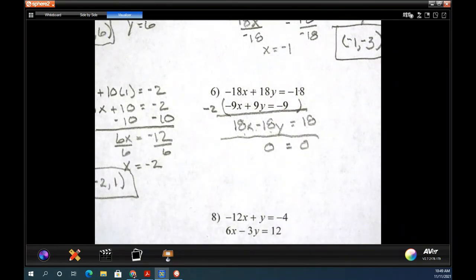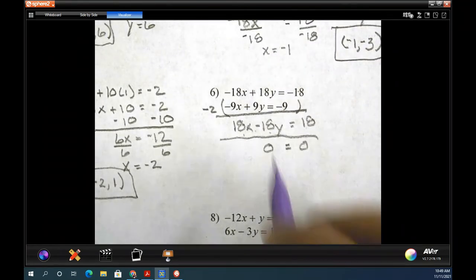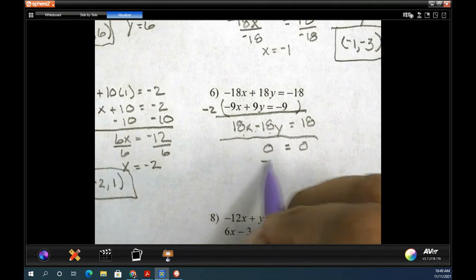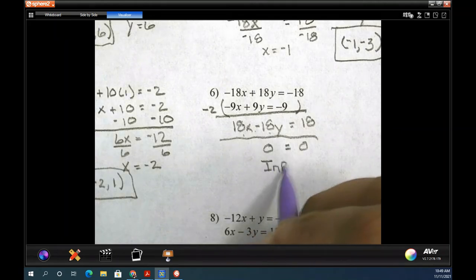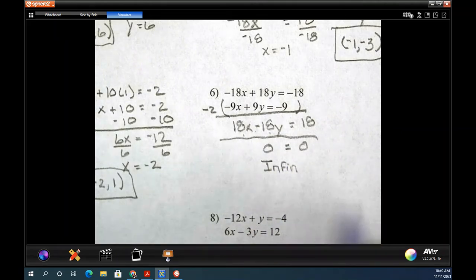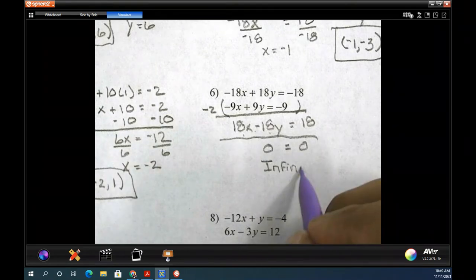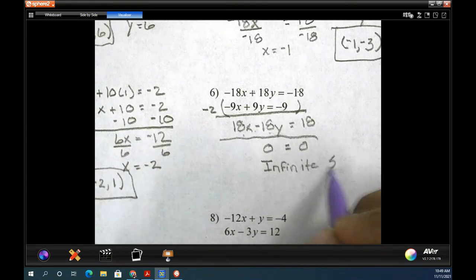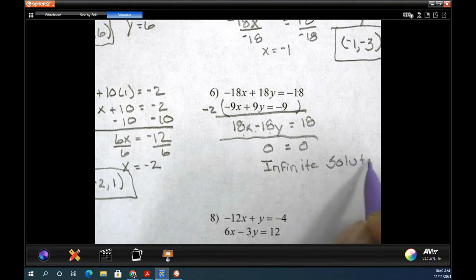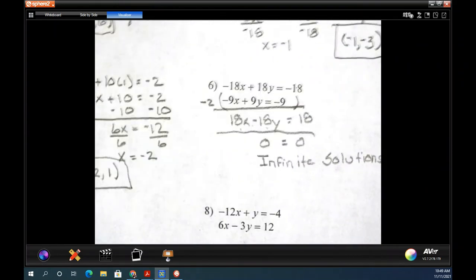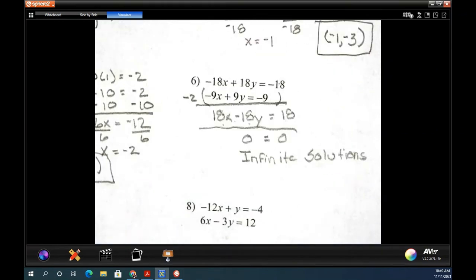Does 0 equal 0? So what was the answer we got the last time? Infinite solutions. Remember, they're the same line. They are the same line when that happens.